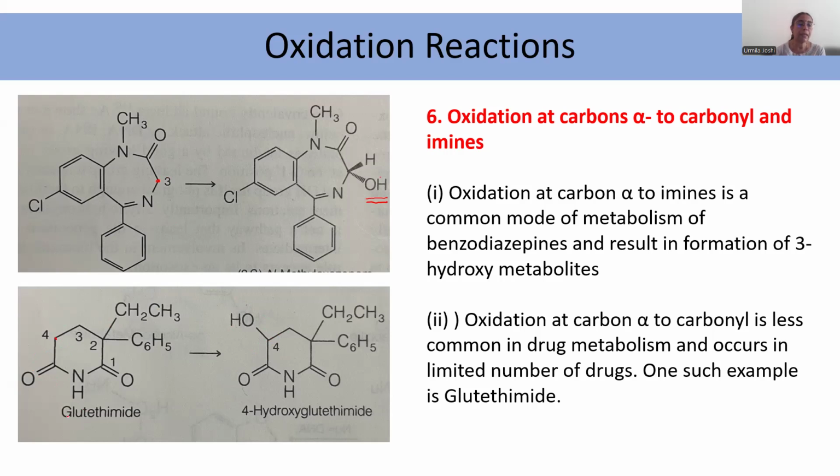And particularly in the case of glutethimide, hydroxylation at the carbon which is alpha to carbonyl occurs and gives an alcohol metabolite. So with that, we have completed half the part of drug metabolism reactions, and the rest of the reactions we will see in the next part. So till then, thank you very much.